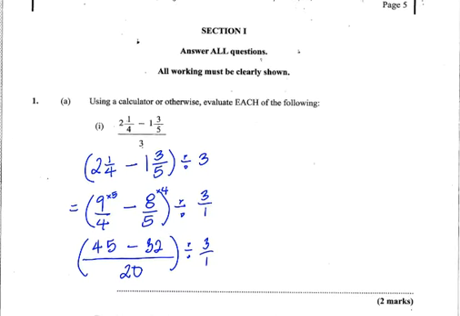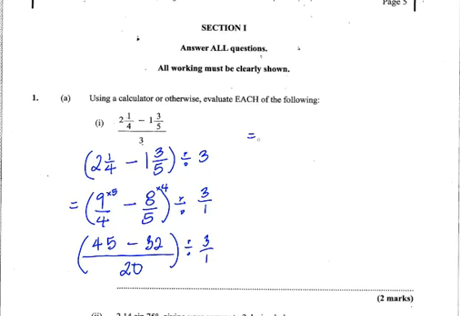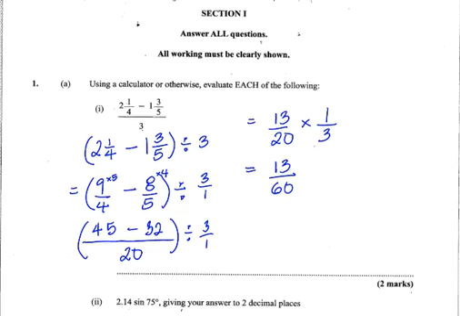So this would be equal to 13/20. Change the division sign to multiply and invert, so it's 1/3. When nothing can cancel, 13 times 1 is 13, and 20 times 3 is 60. So when nothing can cancel, you multiply numerator by numerator and denominator by denominator. Alright, next.